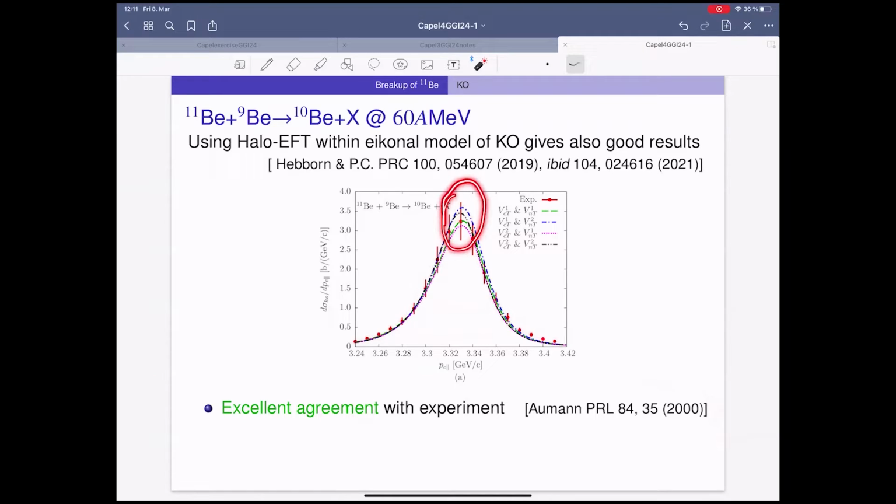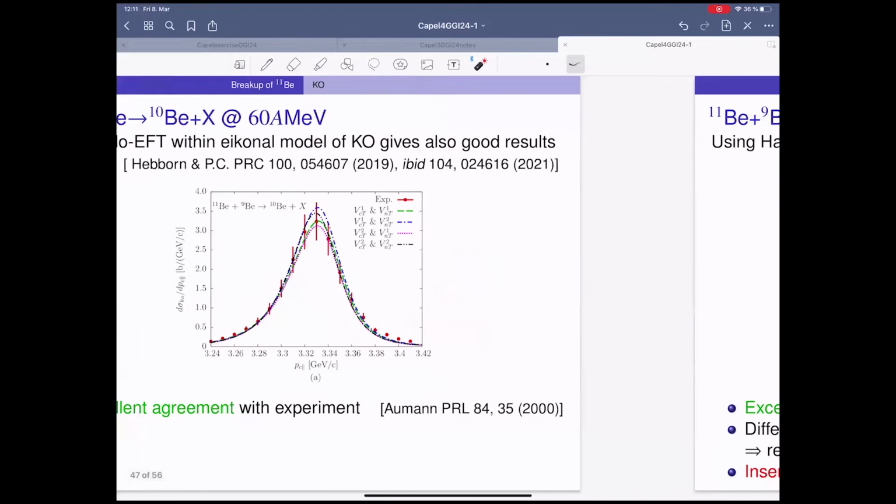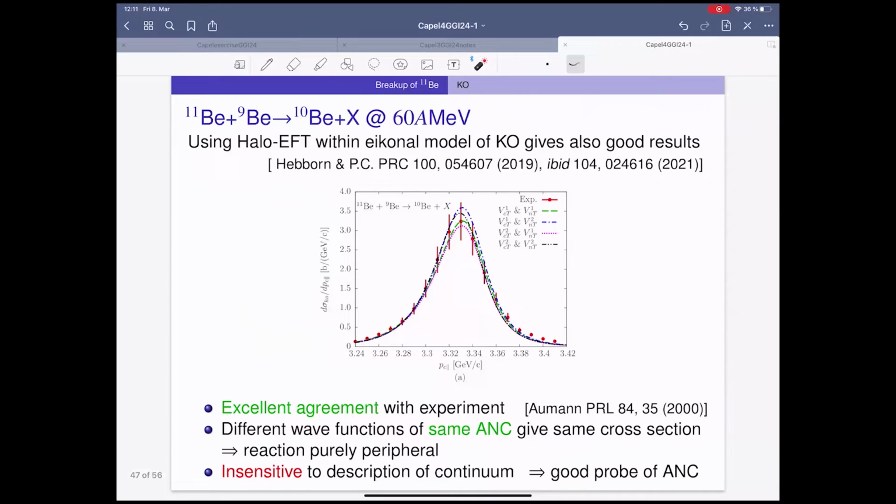Here, the difference between the different curves is not the difference in the core-neutron interaction, but the sensitivity to the nuclear interaction, the projectile-target nuclear interaction. It's something we know you are sensitive to, so you need to take that into account. But just having the ANC correctly placed, we go through the data without any problem.